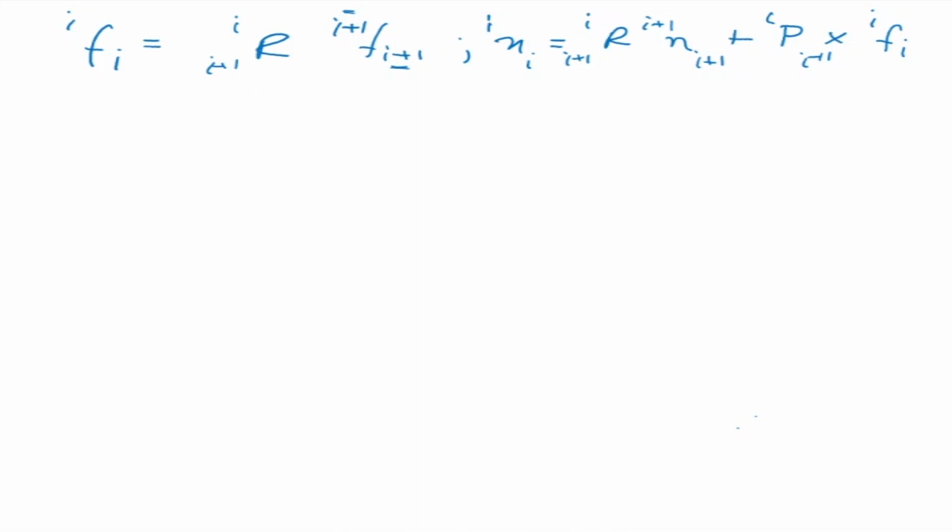So this gives us two equations. One is the force equation, which says how the forces are moving down from the end effector towards the base, and the other is the moment equation, which gives us how the moment is moving from the end effector towards the base frames. So let's look at a very small example before we proceed.